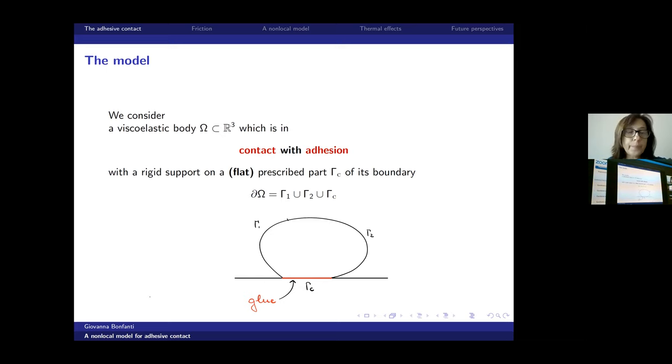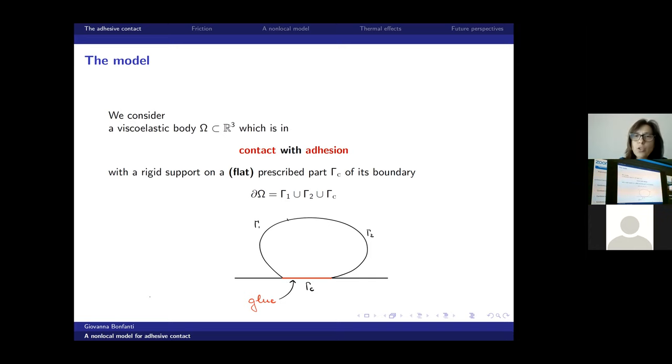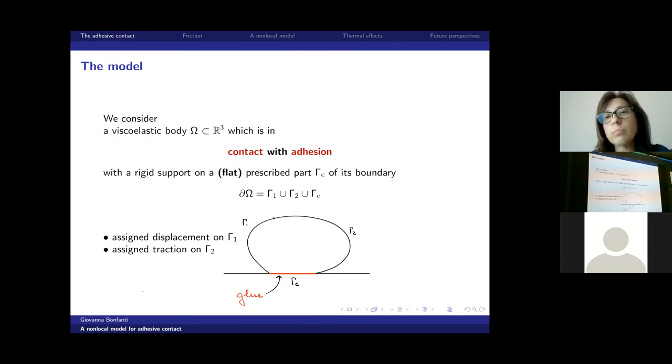The model is the following. We are considering a viscoelastic body, which is located in a bounded domain omega of R^3. We suppose that it may become in contact with adhesion with the rigid support on a prescribed part Gamma_C of its boundary. So we can see the picture. Imagine that Gamma_C is covered by glue. On the other parts of the boundary, Gamma_1 and Gamma_2, some displacement and some traction are assigned.